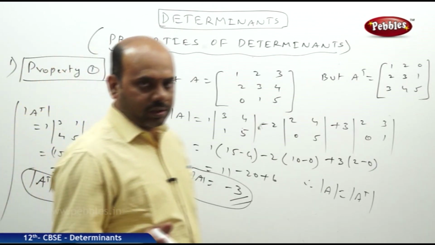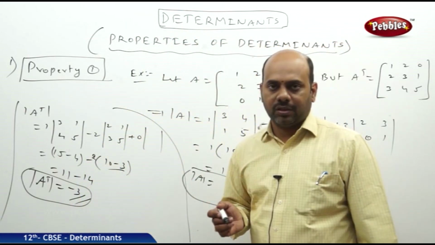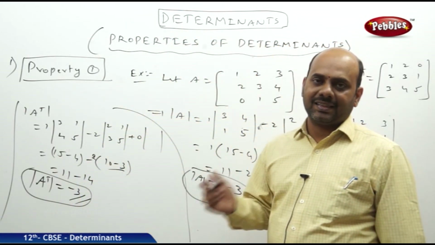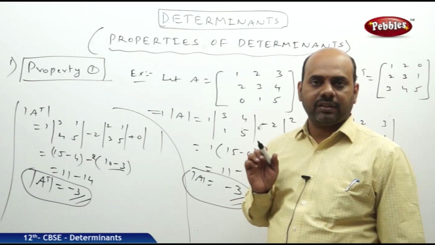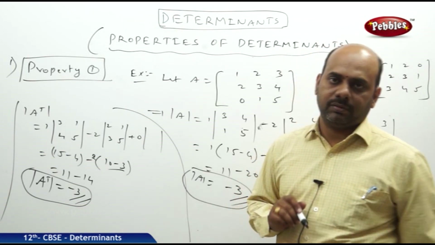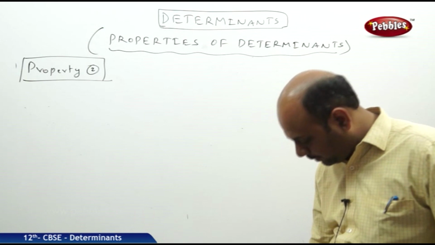When rows are changed into columns and columns are changed into rows, the determinant doesn't change. This is the very first important property you should remember. We are going to see the second property.